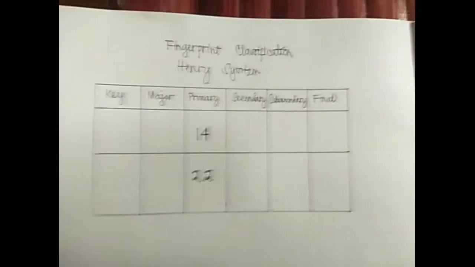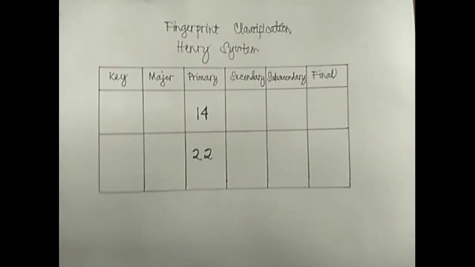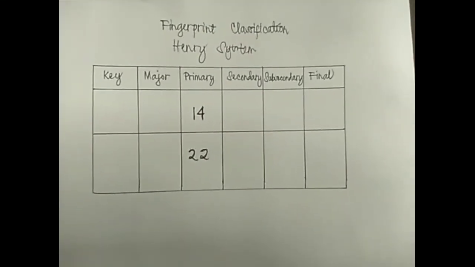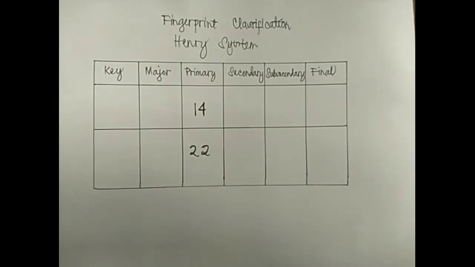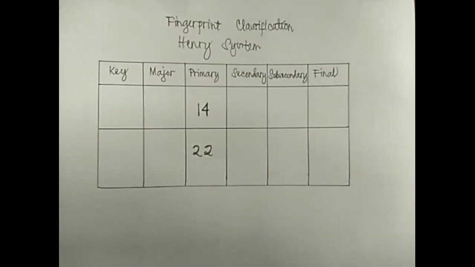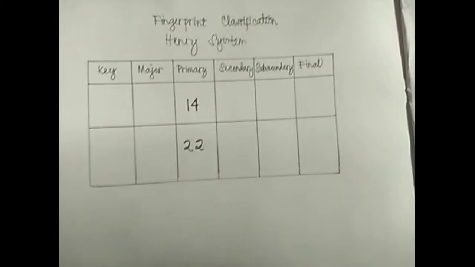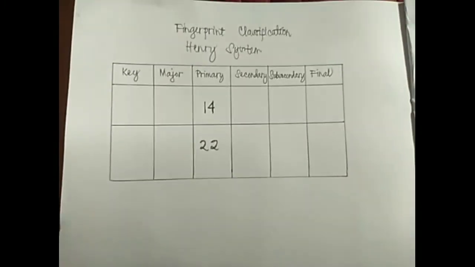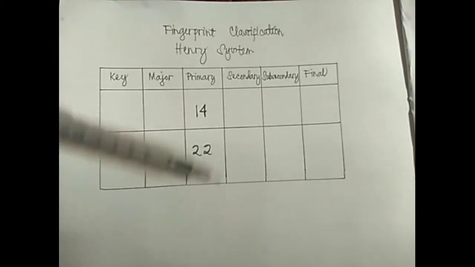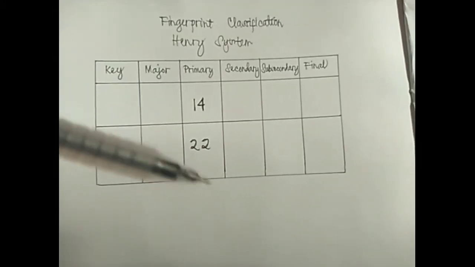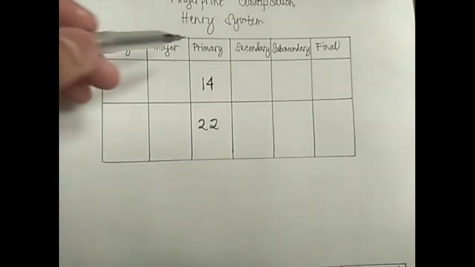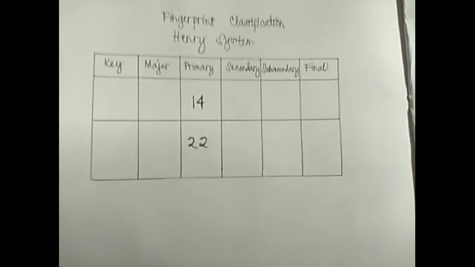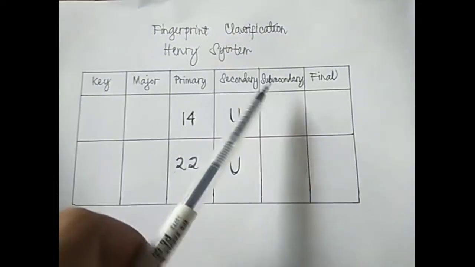So if the fingerprint patterns in the fingerprint card are all loops, the primary classification is 1/1. And if all the fingerprint patterns in the fingerprint card are whorl type of patterns, then the primary classification is 32 over 32. So the next step is to determine the secondary.